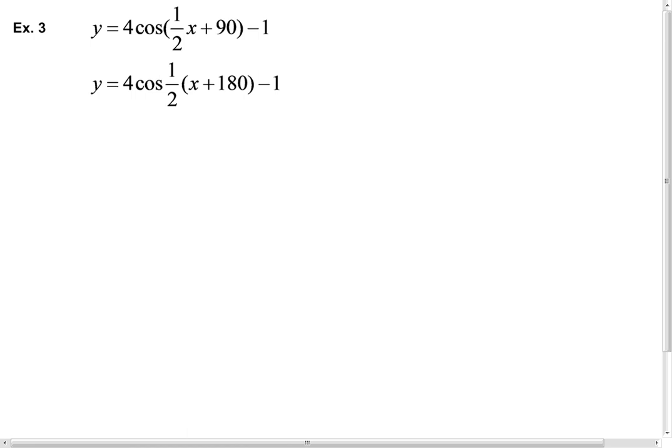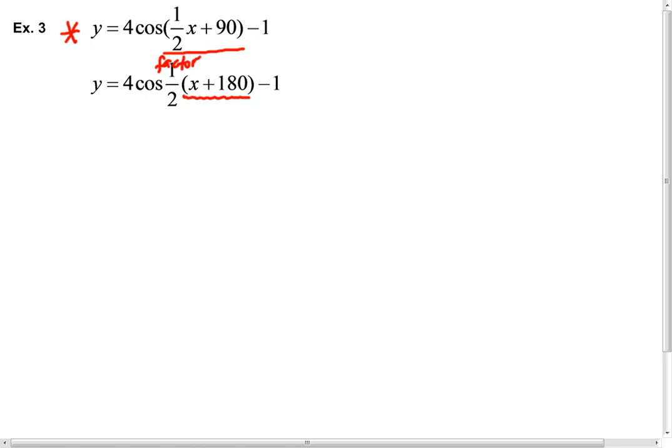This one, I should have hidden that second from you, but this is the function that we're given. y equals 4 cos a half x plus 90. But don't forget, when we want to know how far left we are traveling, it is better to have it written as x plus a number or x minus a number, not with a coefficient. So I factored this coefficient out.